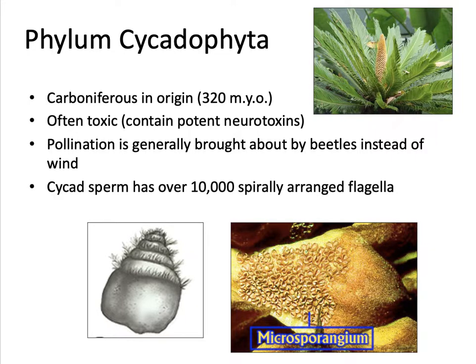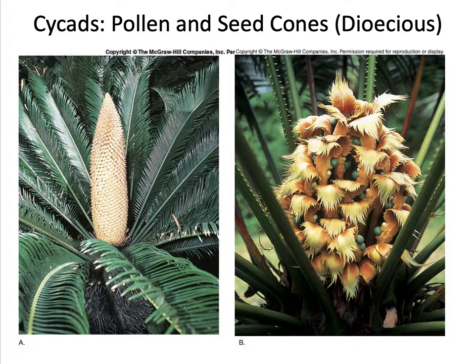And here's a fun fact. Cycads have the world's largest plant sperm. The sperm cell is so big, it has 10,000 spirally arranged flagella on it. And it's so gigantic that it can barely squeeze itself through the archegonial opening. In fact, the sperm cell is so big that it's visible with the naked eye. So that's kind of a nasty, fun fact. Here we can see pictures of both the pollen and seed cones on a cycad.